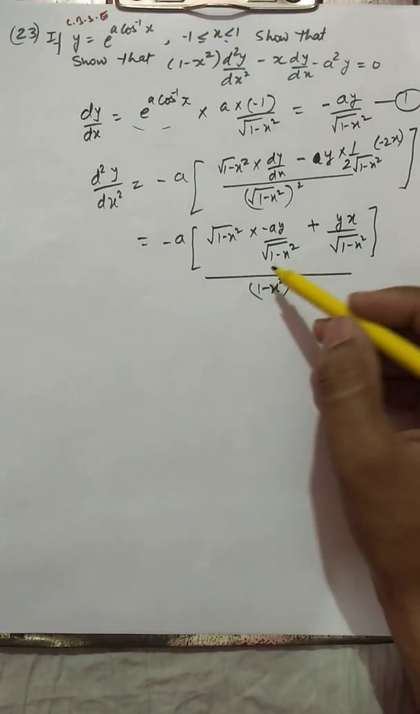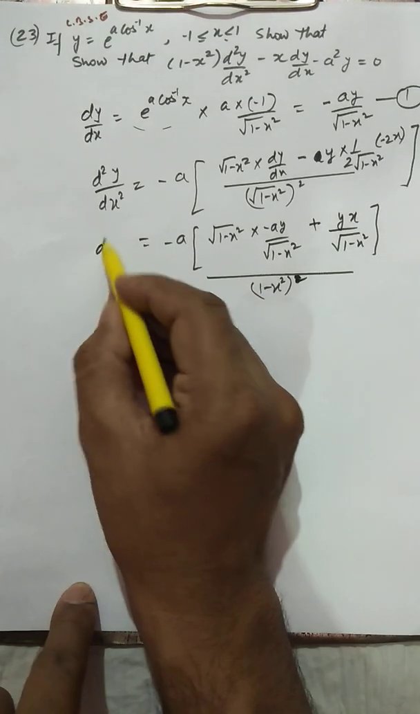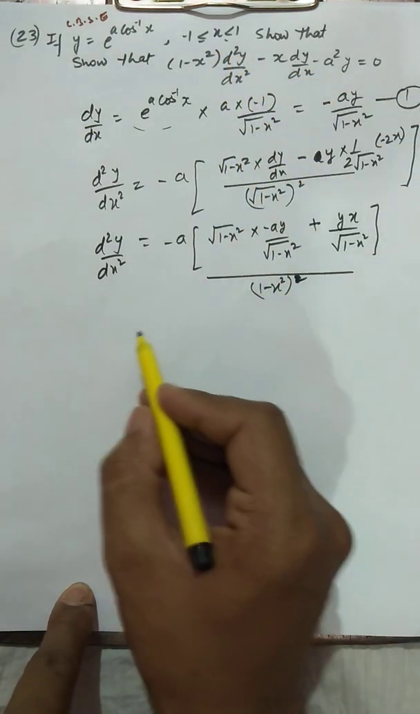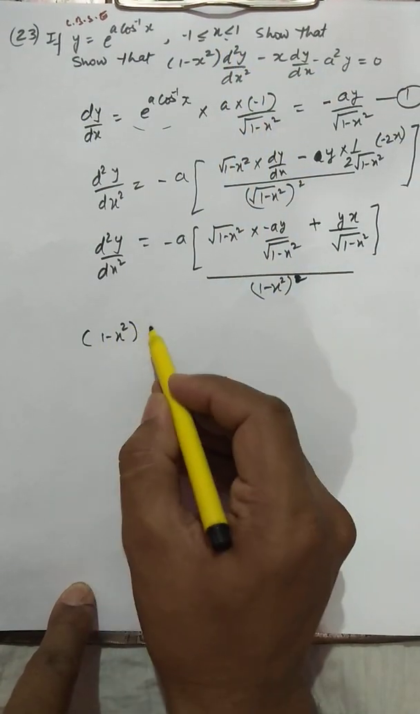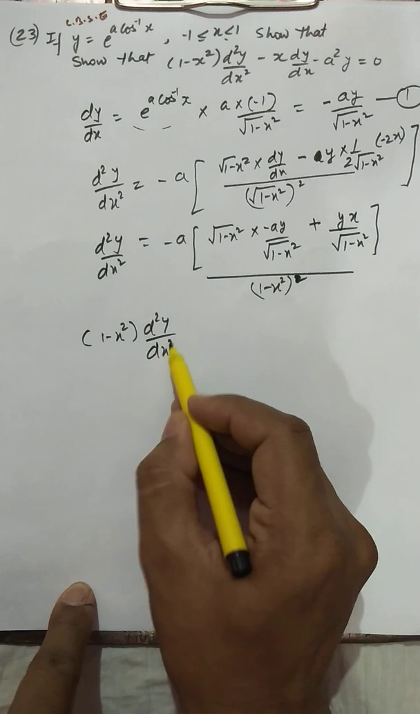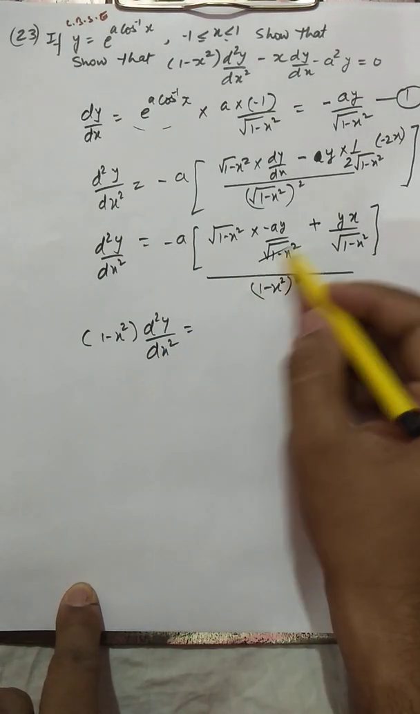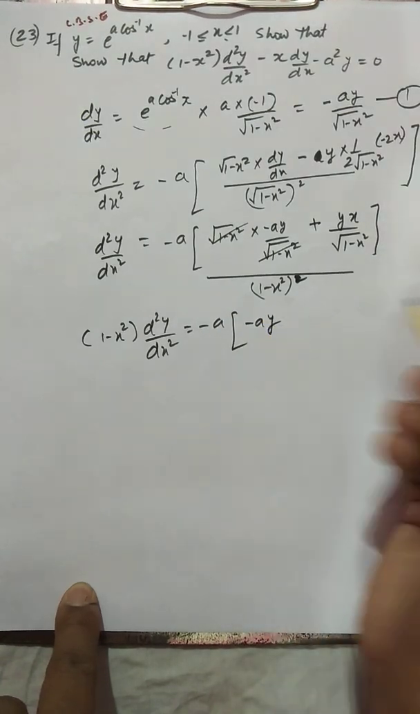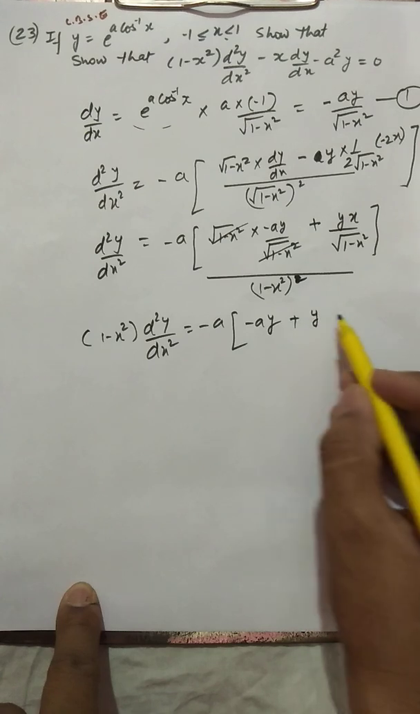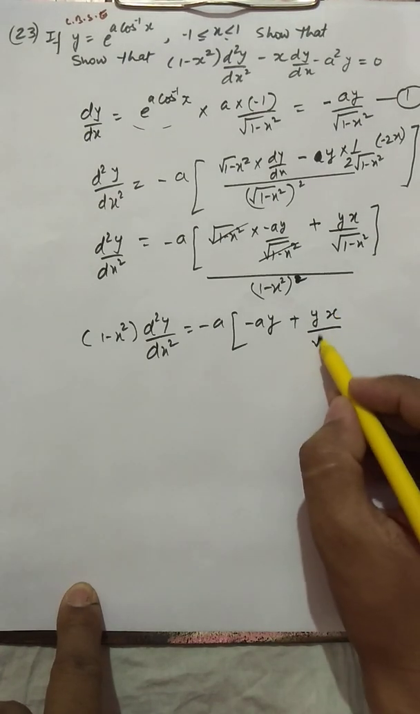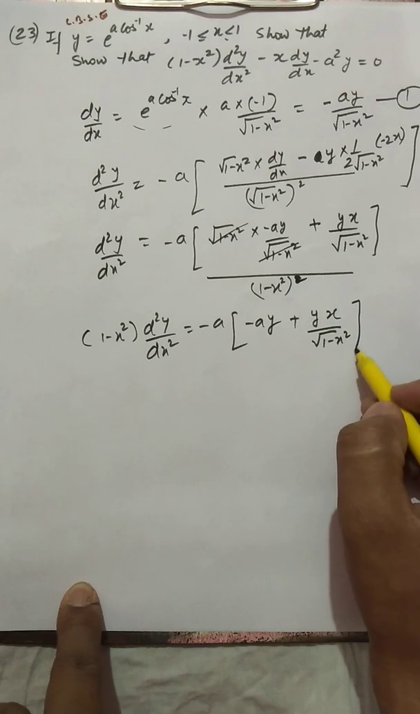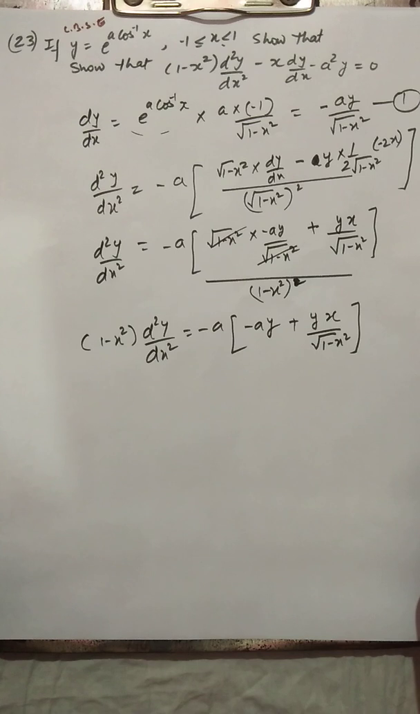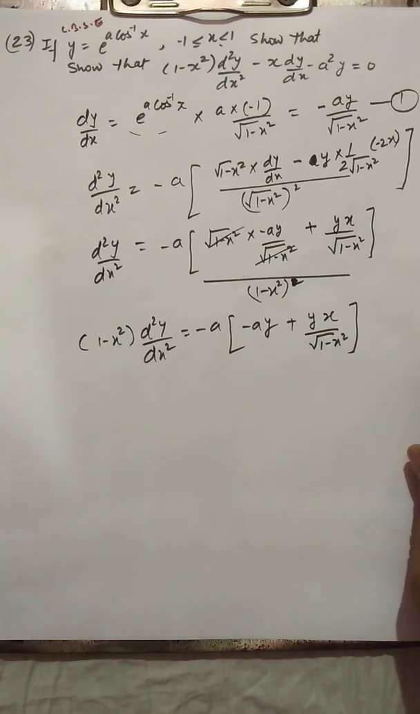So you can cross multiply, because you want the value of 1 minus x square times d square y upon dx square. So you cross multiply, and this will be minus a, and inside this is minus ay, and this is y, and this is x, and this is root 1 minus x square. Up to this point I am leaving this answer to you, so find the answer and let me know if you have found it. Thank you.